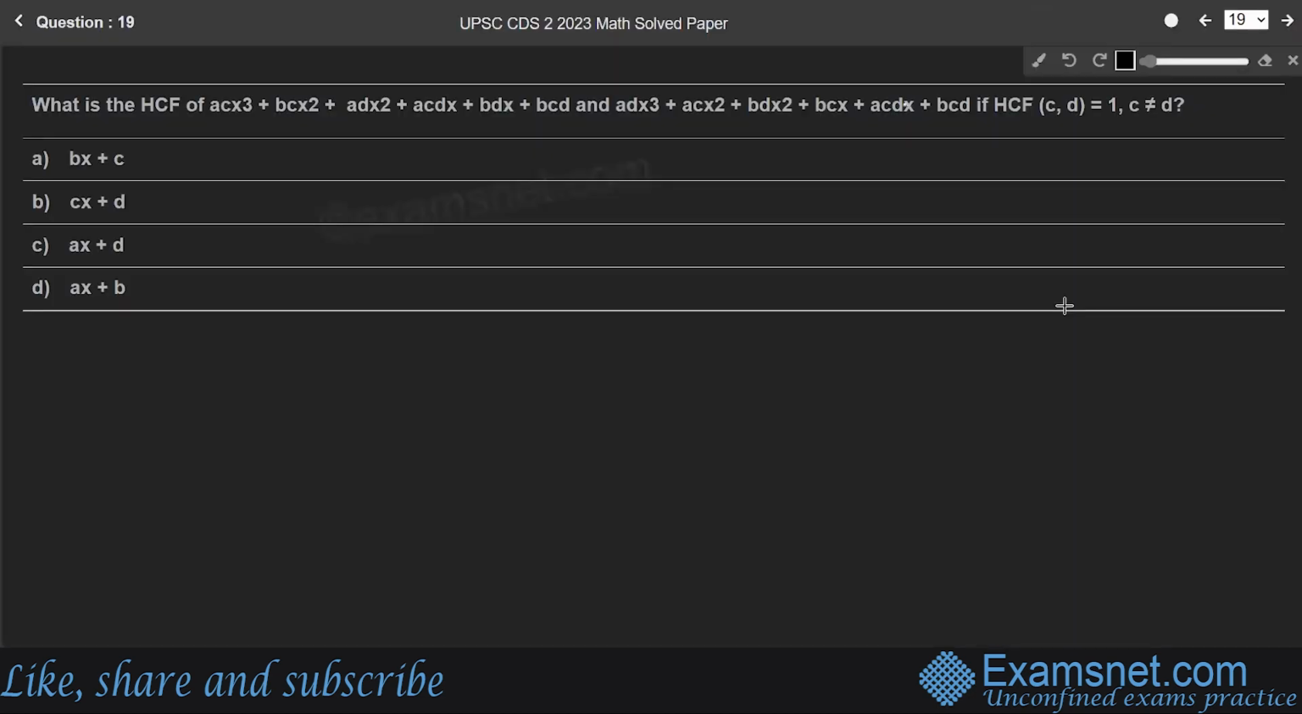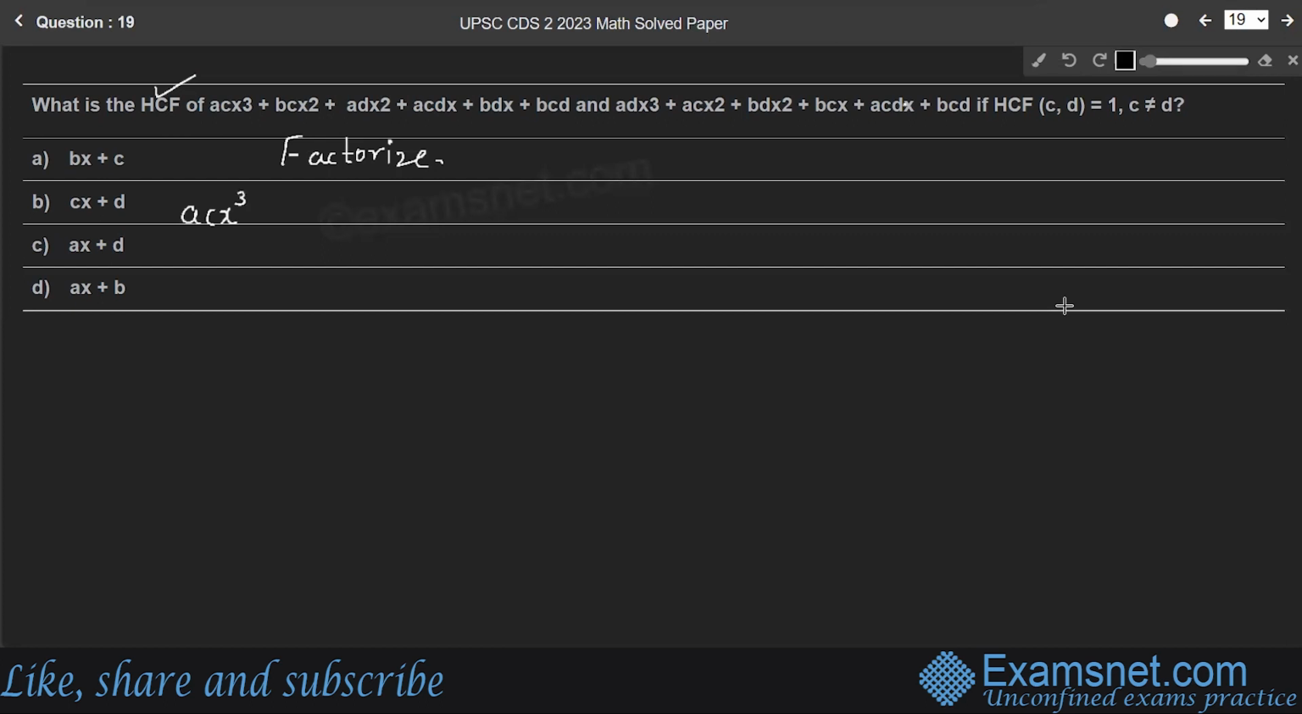Question 19. What is the HCF of the given two expressions, right? So the highest common factor, right? So for that, we'll consider the two expressions, and we'll factorize those, right? Factorize means we have to express each expression as the product of two or more expressions, right? So we'll consider the factors. Let us factorize, right?